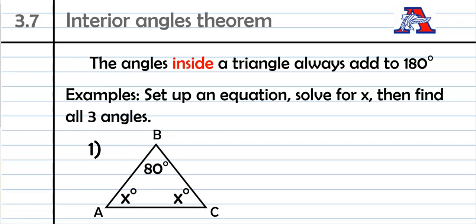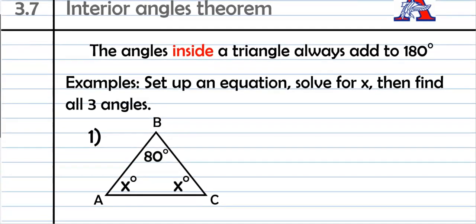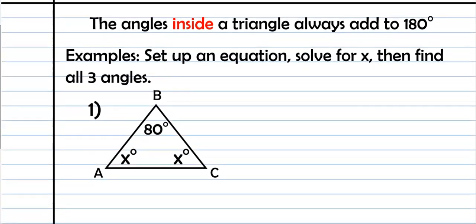The first one is listed there, number 1, and the directions for both examples are going to be the same. It says set up an equation, solve for x, and then go back and find all 3 angles. So what we're going to do first is remind ourselves that the measure of angle A plus the measure of angle B plus the measure of angle C is going to be equal to 180 degrees. Now, you don't have to write that every single time, but since this is the first one in our notes, I think it's worthwhile to write that.